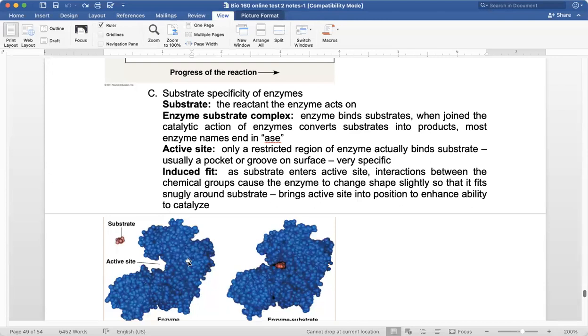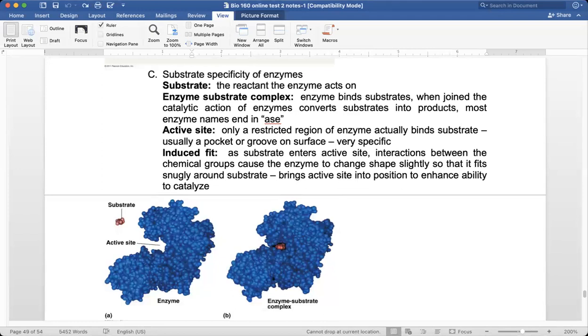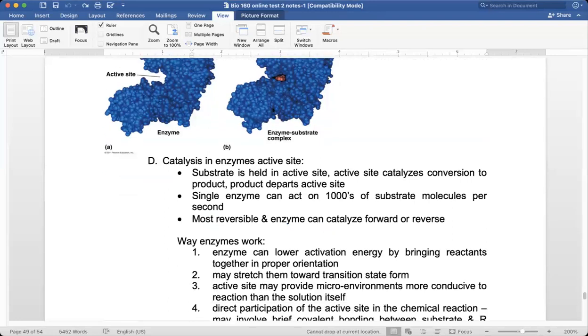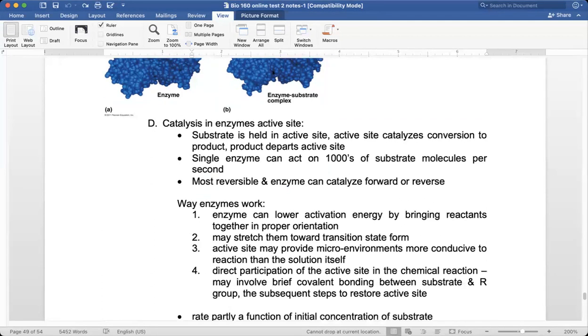And when it comes together, it's going to make this enzyme substrate complex. Where it has to go is this active site, and that is specific for it to fit in there. It has an induced fit, so it's almost like it kind of hugs it a little bit, and that puts it in the right position to be able to do the catalysis. It's going to be very brief that it holds that. So a single enzyme can act on thousands of them per second, so it's very quick going in and out.